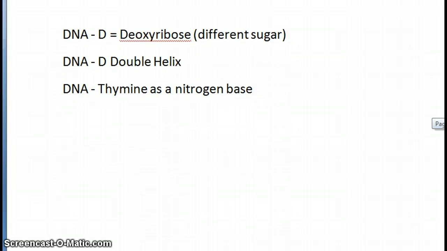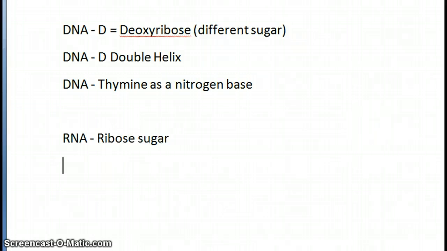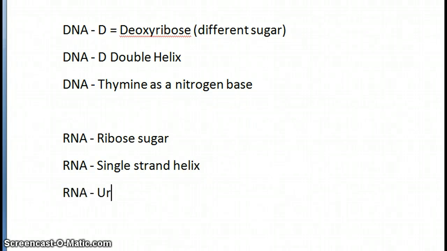Conversely, meaning the opposite, is RNA. RNA has ribose sugar, and RNA has a single strand helix. It's not a double helix. And RNA has uracil as a nitrogen base. So you do need to know those basic differences for your test, and I will be posting a quick study guide and study sheet on the website.